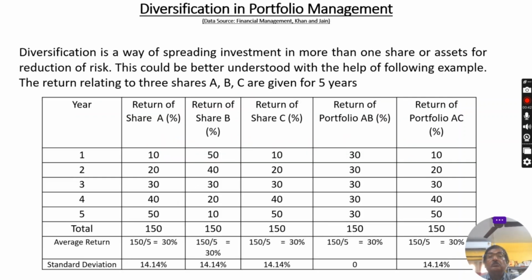First of all, portfolio. What do you mean by portfolio? Portfolio is nothing but investment in more than one share or asset. Now, why is a portfolio formed? Portfolio is formed basically for reduction of risk. One of the ways is diversification.